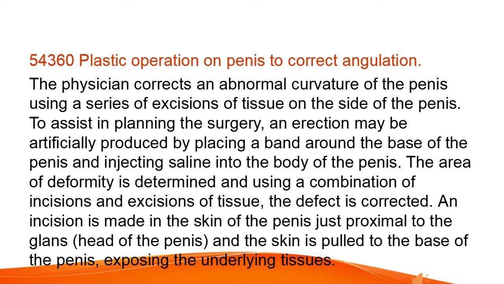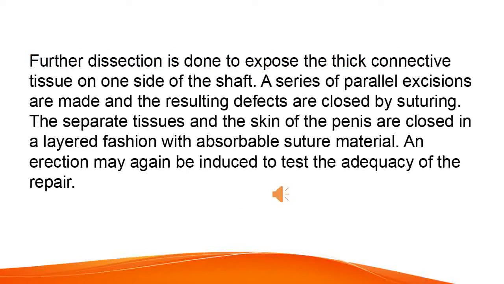An incision is made in the skin of the penis just proximal to the glans, head of the penis, and the skin is pulled to the base of the penis, exposing the underlying tissues. Further dissection is done to expose the thick connective tissue on one side of the shaft. A series of parallel excisions are made and the resulting defects are closed by suturing. The separate tissues and the skin of the penis are closed in a layered fashion with absorbable suture material. An erection may again be induced to test the adequacy of the repair.